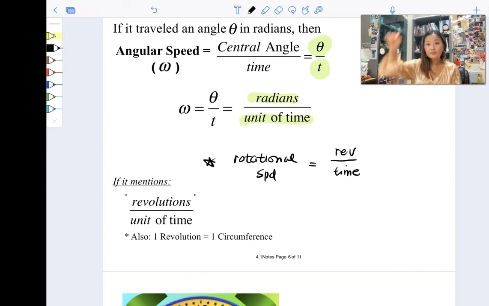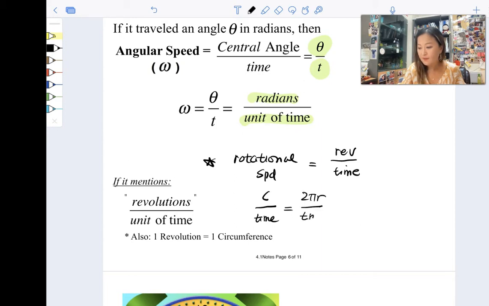For example, one revolution, how long did it take? Less than a second, right? One revolution per time. Now, a couple of things. If I go around one revolution, how much distance did I cover? Didn't I cover a circumference over time? But that circumference is 2 pi r over time. Okay? So one revolution is 2 pi r over time.